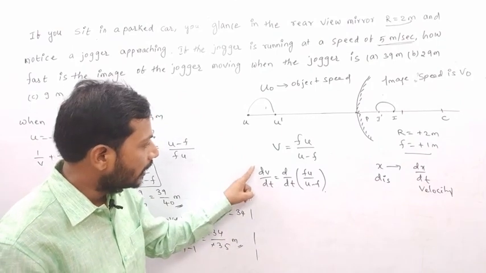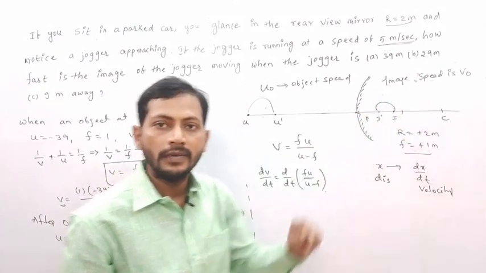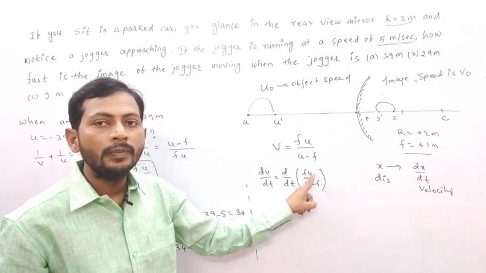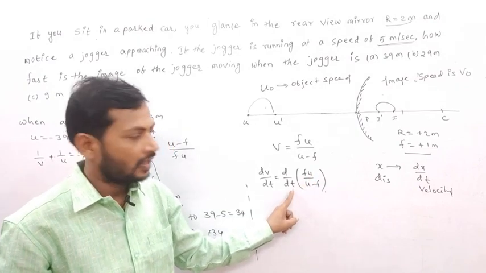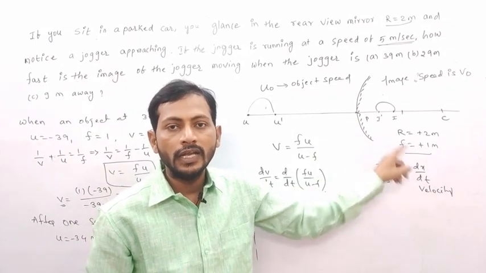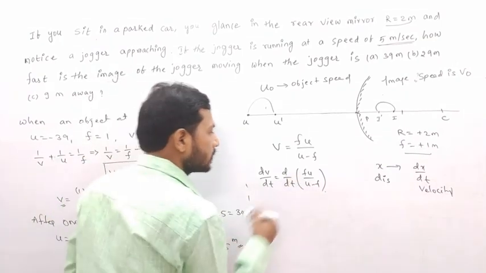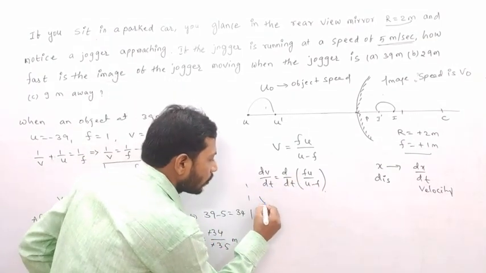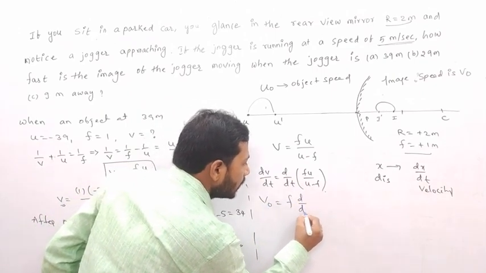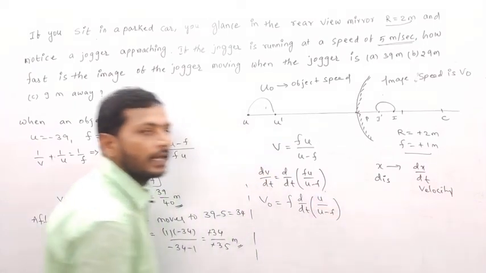Then I am going to write dv by dt is nothing but the velocity of whom? Image. Now on the right side, if you observe clearly, u is going to change with respect to time, but f belongs to whom? Sir, the mirror, that is the focal length. Focal length is not going to change. So now I am going to take f as a constant. So dv by dt equals to, I am writing v naught, v naught equals to f is common, d by dt of u by u minus f.